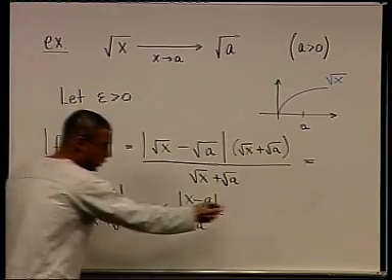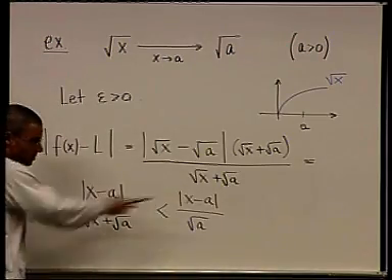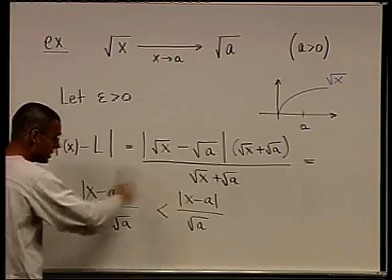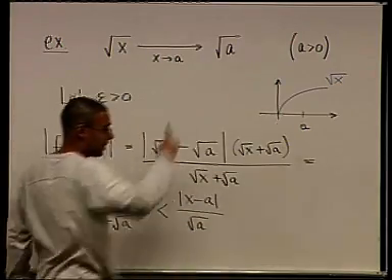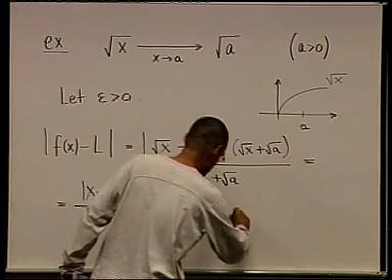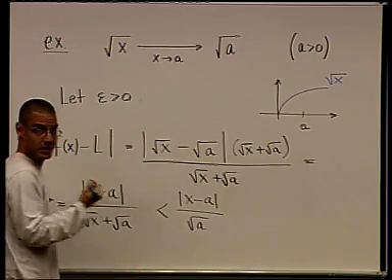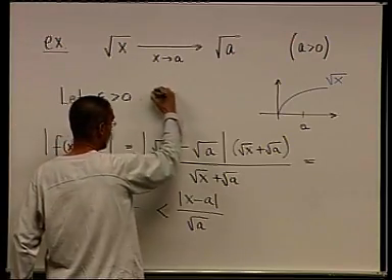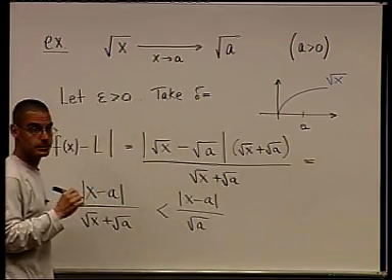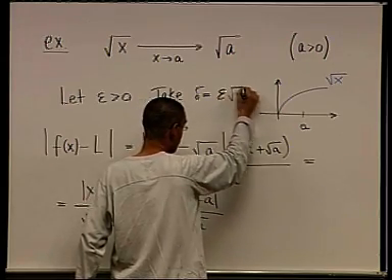And eventually I want to say this is less than epsilon. And it's okay if I have some inequalities along the way, as long as they go in the same direction. So I want this to be less than epsilon. This equals this, less than this, equals this, less than that, less than epsilon. That's fine. Right? Okay. So now, as we said, we want this to be less than epsilon. What do we take delta to be? Take delta equals? Epsilon over. No, multiply by. Right. Epsilon times root a.